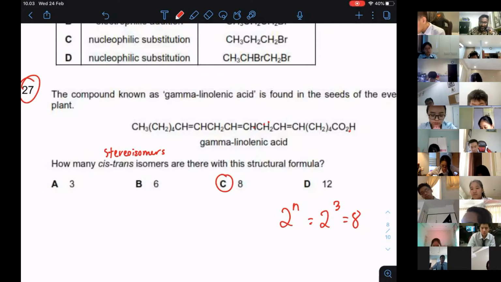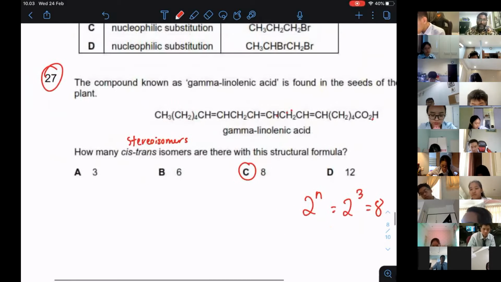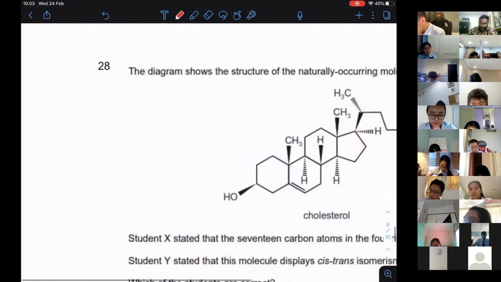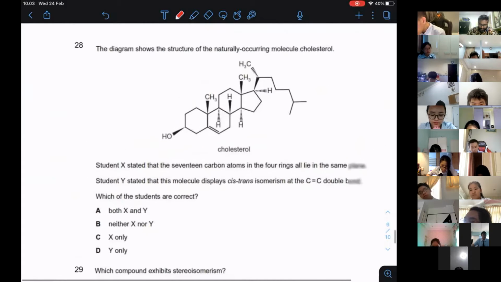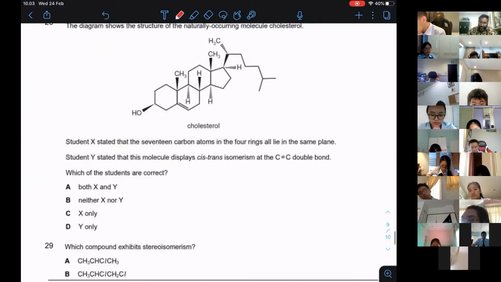Sometimes I'm telling you, it is difficult. Whenever they ask how many different types of structural formula they can form, it is very difficult, but sometimes they do ask that. Now, I want to show you this also.